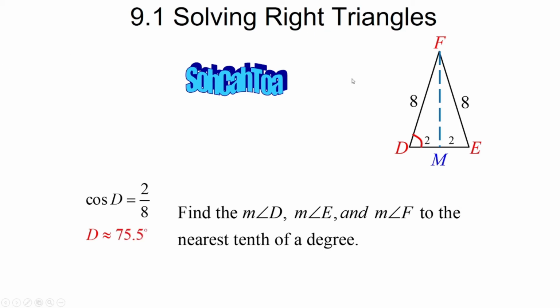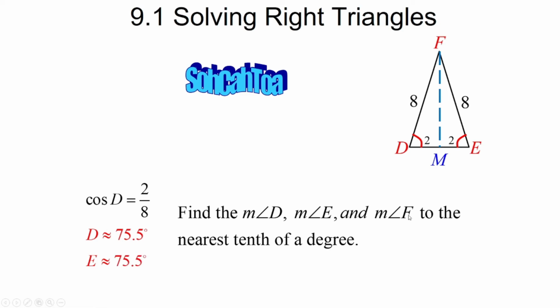All right. So this is an isosceles triangle right here. So if angle D is 75.5 degrees, what do you think angle E would have to be? And you remember from geometry, aren't the base angles of an isosceles triangle congruent? So guess what? The measure of angle E would also have to be 75.5 degrees.